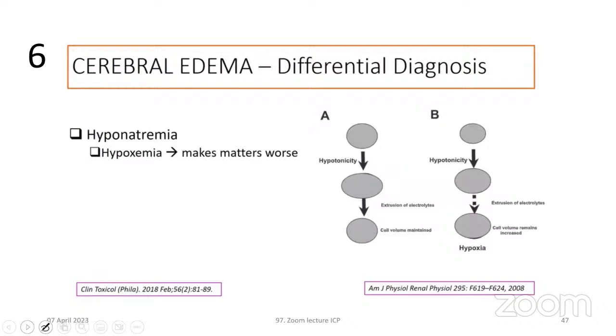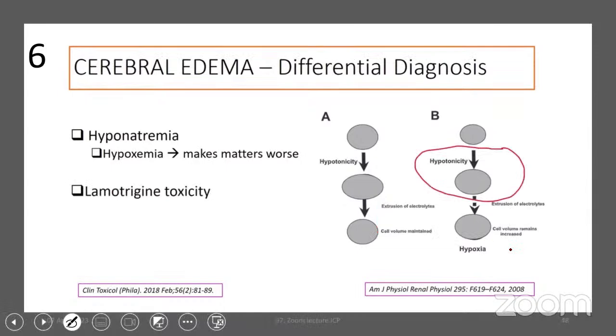Hyponatremia and lamotrigine toxicity always look alike. Hypoxemia makes matters worse whenever there is hyponatremia. So you can see the hypertonicity, extrusion of electrolytes, and cell volume is maintained normally. Hypertonicity, extrusion of electrolytes, and cell volume remains increased in hypoxia. So hypoxia complicates the matters in the presence of hyponatremia, and the same pathophysiology is there for lamotrigine toxicity also. There will be obtundation and adverse reactions or increased cerebral edema.